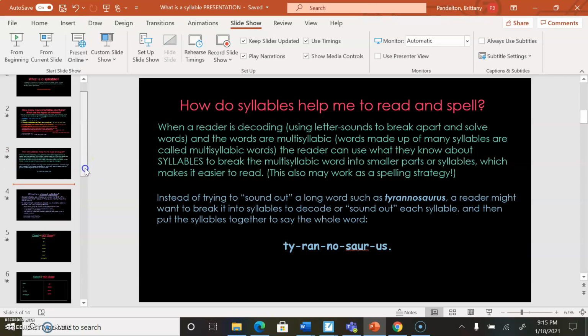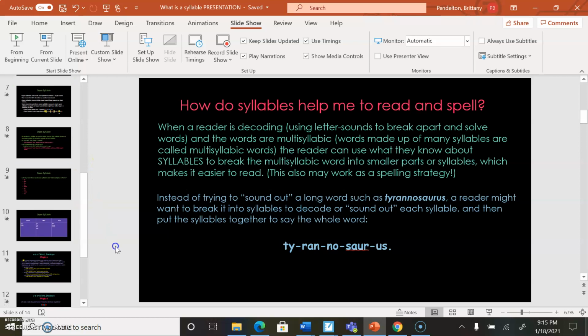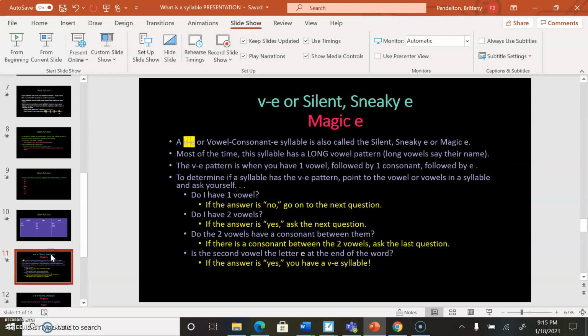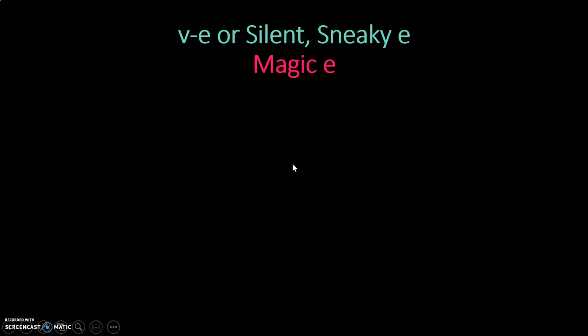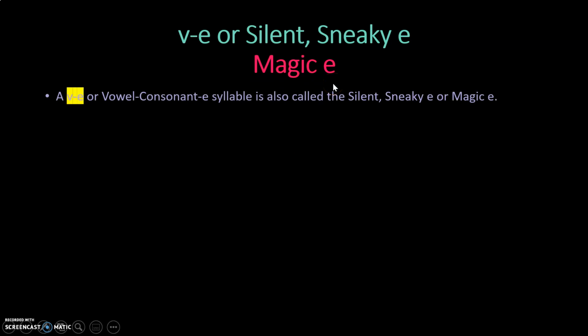Okay, so we're going to skip to our vowel consonant E, or silent sneaky E syllable type, also known as magic E. A vowel consonant E syllable is also called the silent sneaky E, or magic E, and I will show you why in a moment.